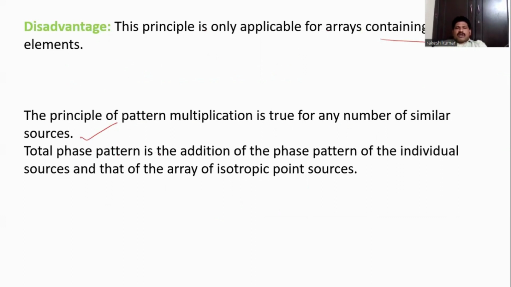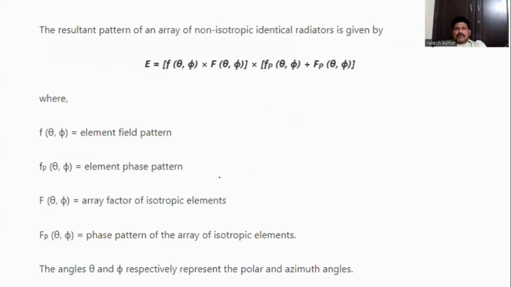The total phase pattern is the addition of the phase pattern of individual sources and that of the array of isotropic point sources. The resultant pattern of any array of non-isotropic identical radiators can be given as F(theta, phi) = f(theta, phi) x F(theta, phi), where f is the element field pattern, f_p is the element phase pattern, F is the array pattern of isotropic sources, and F_p is the phase pattern of the array of isotropic elements. The angles theta and phi are the polar and azimuthal angles respectively.